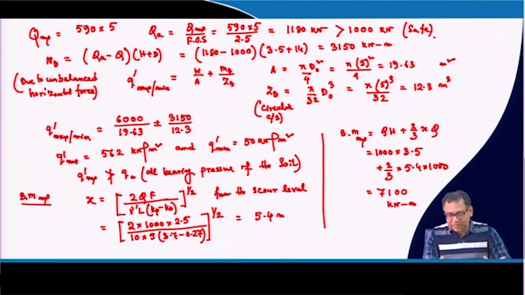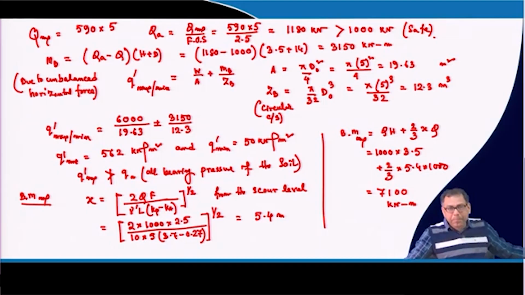The dimension you can change, and the calculation is done in the same way. That is why I have just considered 6000. For your case, you can change the design accordingly to avoid the negative stress at the base of the well. Okay. So, this is Terzaghi's approach.